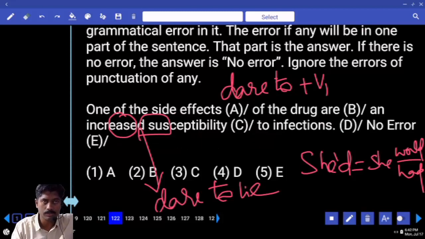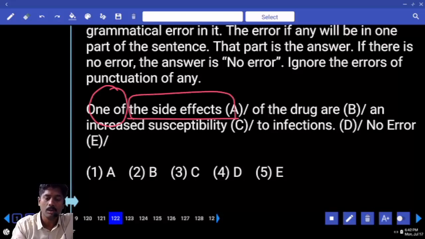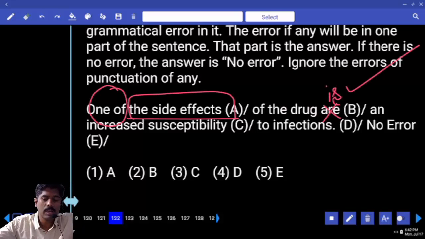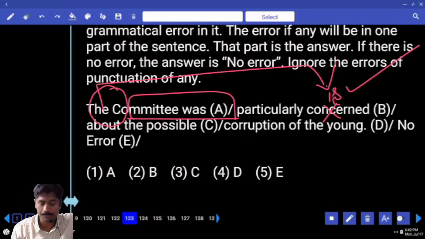Error is in the third part. One of the side effects of the drug are an increased susceptibility to infections. Answer. After one of plural noun, and a plural noun after plural noun, we require singular verb. One of the side effects of the drug is. Why singular verb? Because the main subject is one. So one is. Out of many, one side effect is.